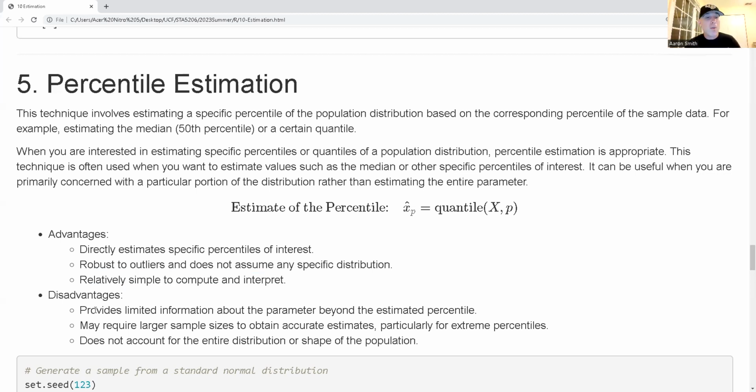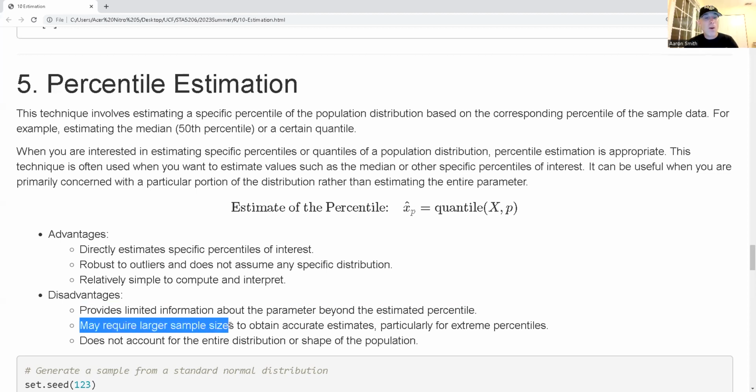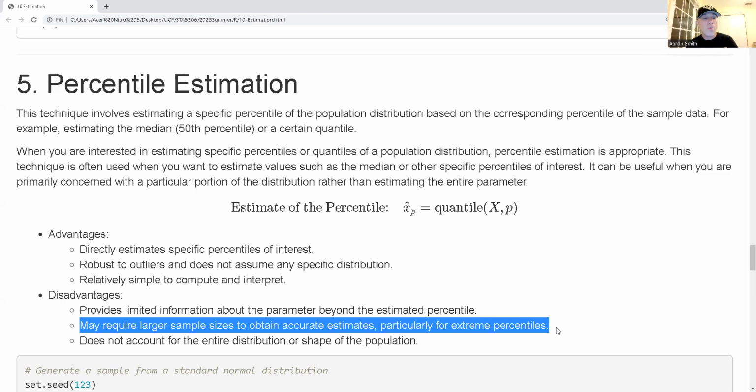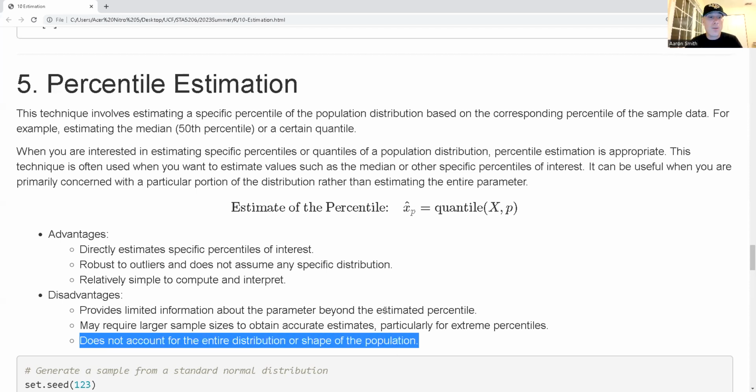Some disadvantages. It provides limited information about the parameter beyond the estimated percentile. So it's harder to tell, do I have a good estimate or a bad estimate? It may require a larger sample size to obtain accurate estimates, particularly for extreme percentiles. So if I want to figure out the 99th percentile, that is, the value that 99% of the population is less than or equal to, it can be hard to do that because it's such an extreme value. And this does not account for the entire distribution or shape of the population.